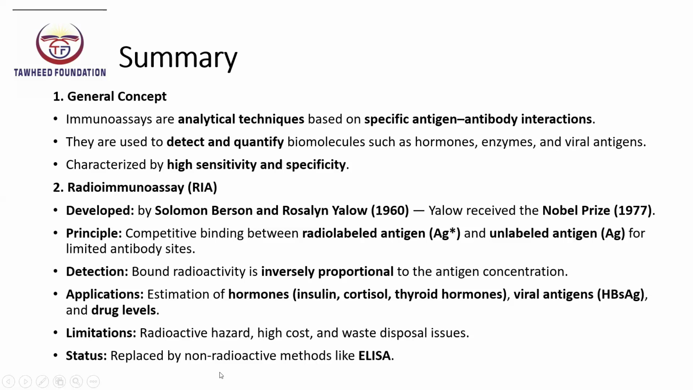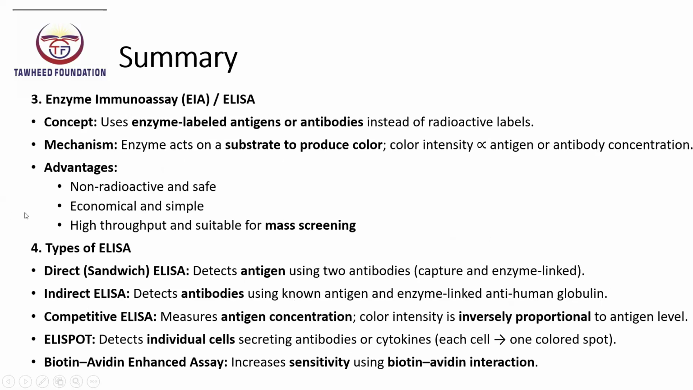To overcome this limitation, enzyme immunoassay, that is EIA, and its most popular form, enzyme-linked immunosorbent assay, ELISA, were developed. In this technique, enzymes replace radioactive labels. The enzyme acts on a substrate to produce a color change, and the intensity of the color is directly proportional to the antigen or antibody concentration. So advantages of this are it is non-radioactive and safe, economical and simple, high throughput, and suitable for mass screening.